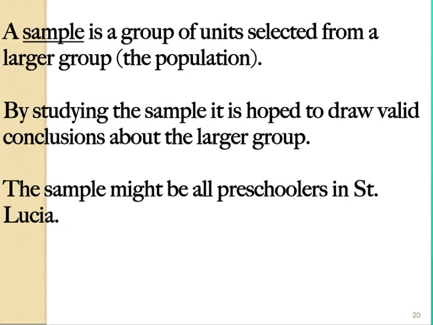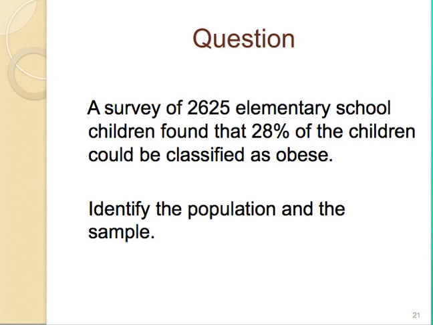Okay, so you're gathering data from those babies, all the newborn babies in hospitals. Now a sample is a subset, or a group from the population, part of the population. That's your sample. So earlier when we said that our population was all preschoolers in the Caribbean, a sample would be all preschoolers in St. Lucia. All right, now here's a question. A survey of 2,625 elementary school children found that 28% of the children could be classified as obese. You need to identify the population and the sample.